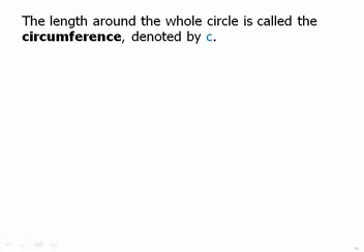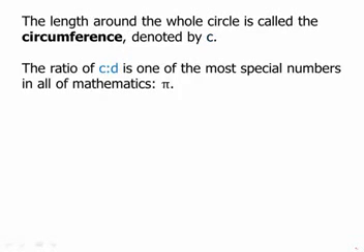The length around the whole circle is called the circumference, denoted by C. The ratio of C to D is one of the most special numbers in all of mathematics, pi. So C equals pi times D, circumference equals pi times diameter. And we could also write that as circumference equals 2 pi times radius. That's actually a more useful form, as we'll find in a few minutes.